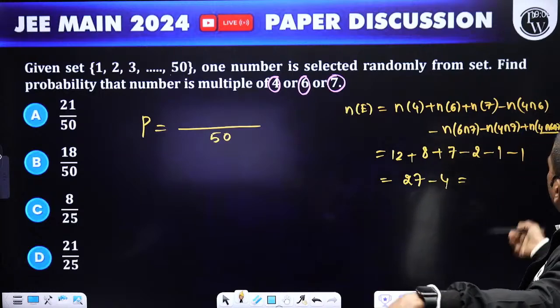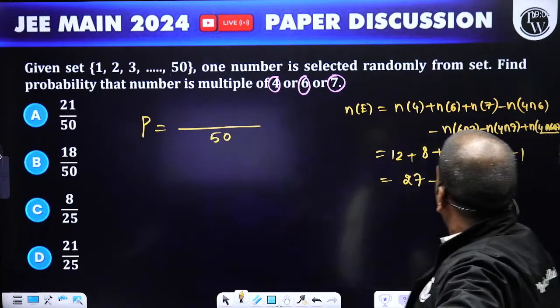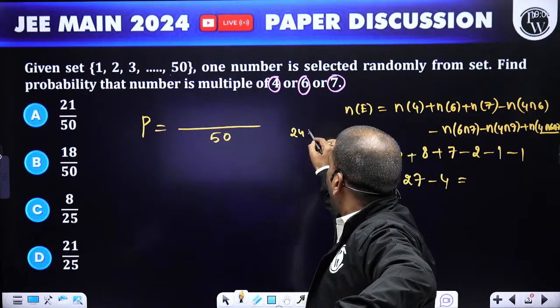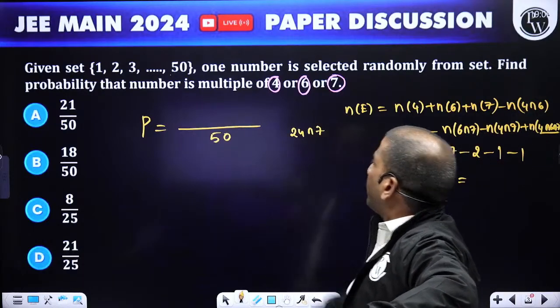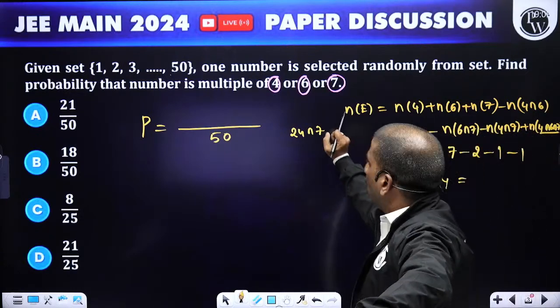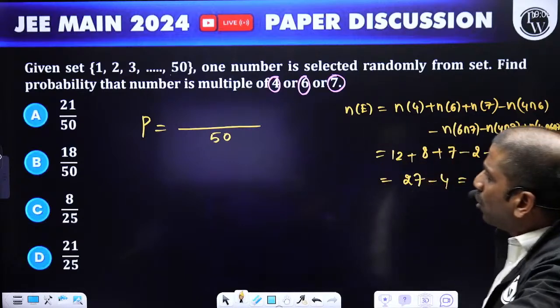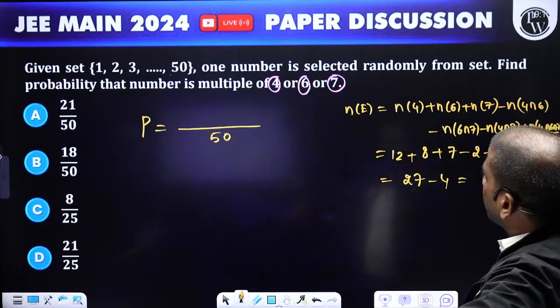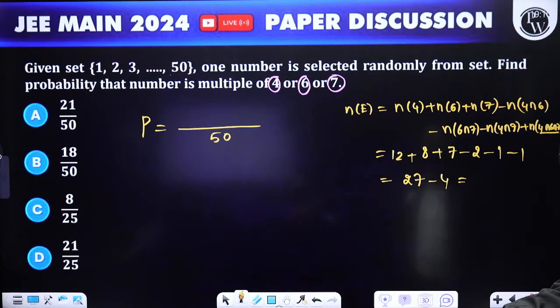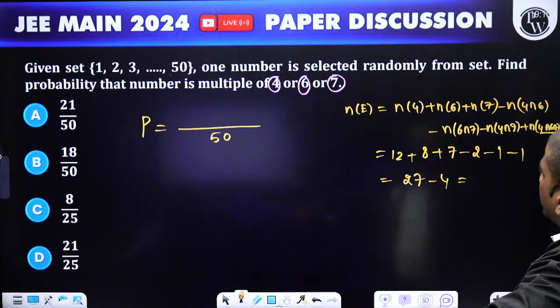Now 4, 6, 7. So all three is not possible, right? So 24 into 7. What is the LCM? 24 into 7. So that number will not be present. So this is the number 23. So we need to get 21, but some calculation mistake. So the number selected, find the property that the number is a multiple of 4, 6, 7.